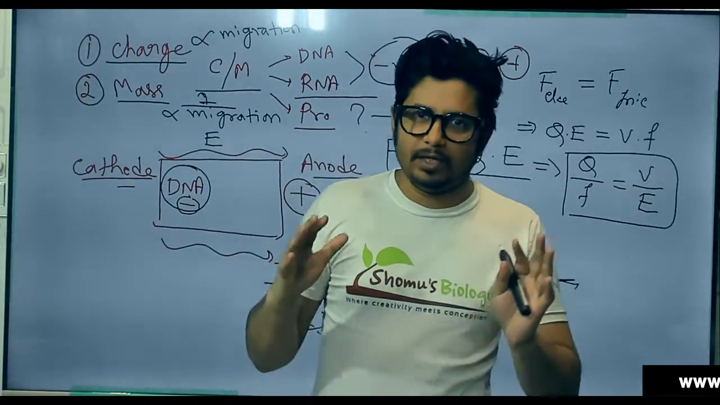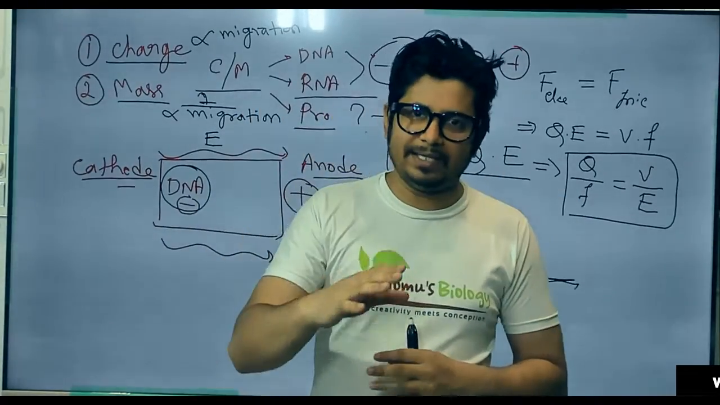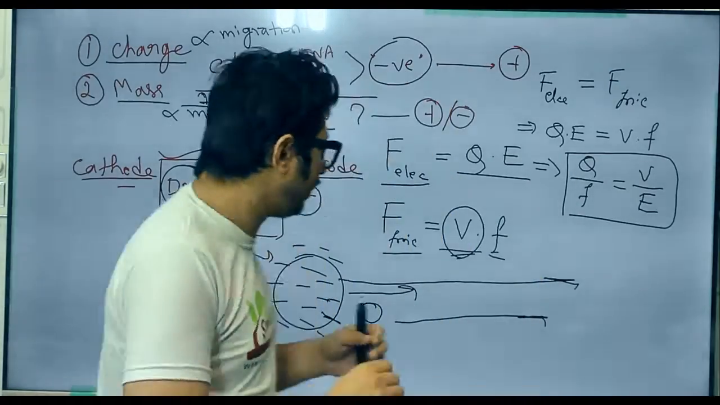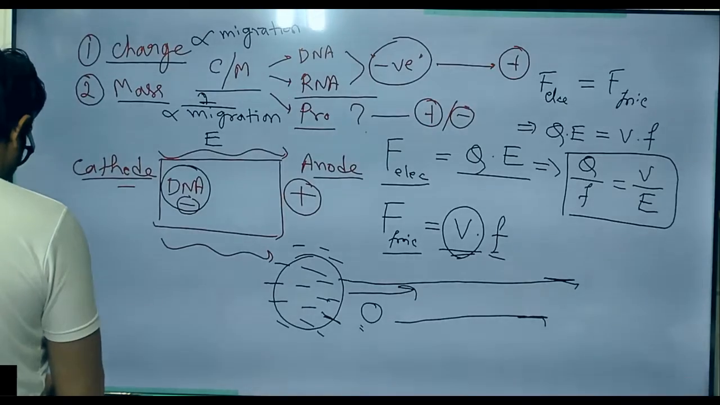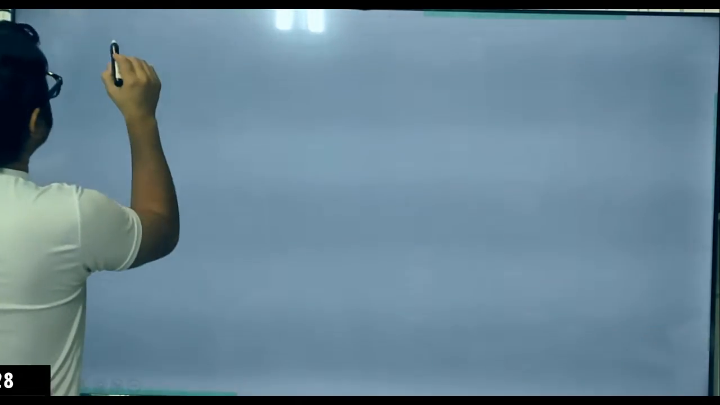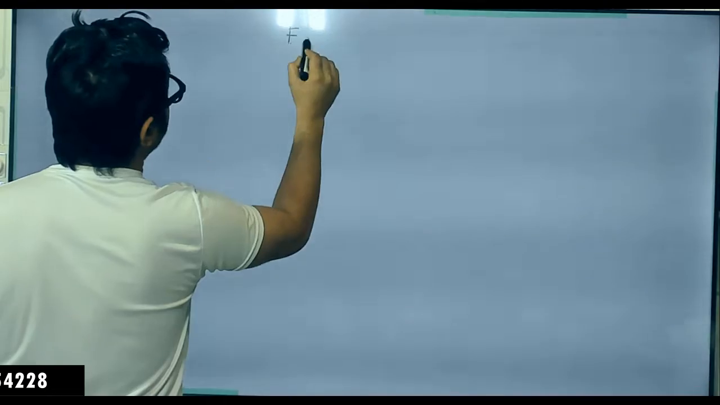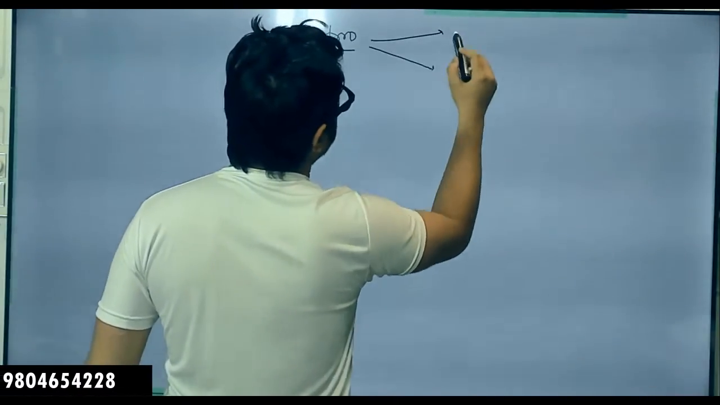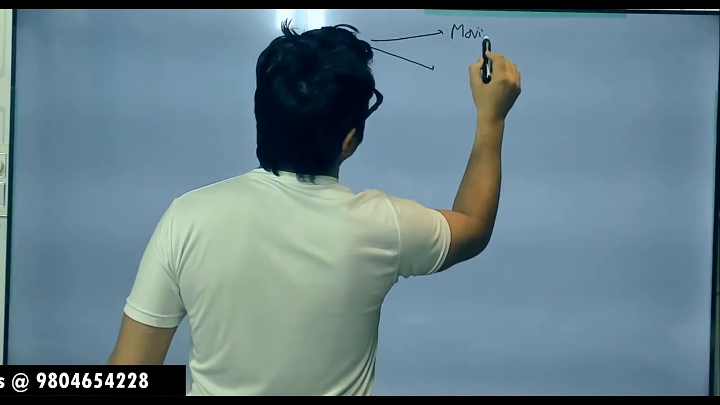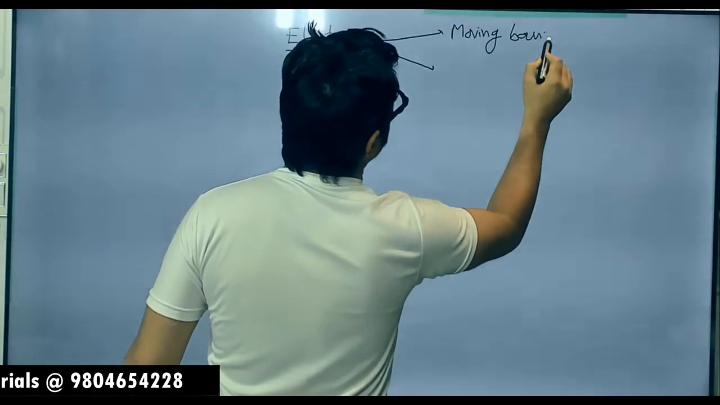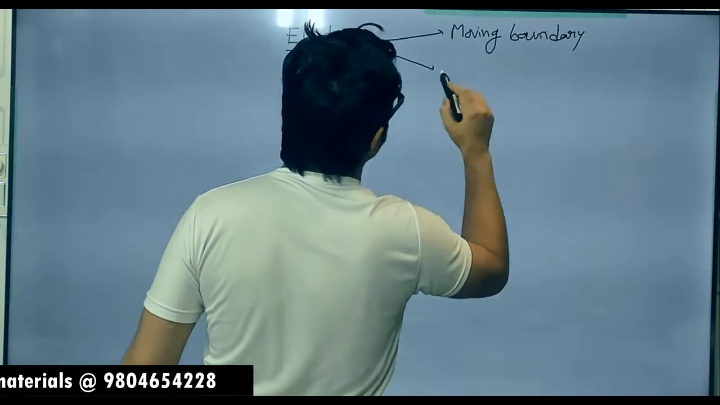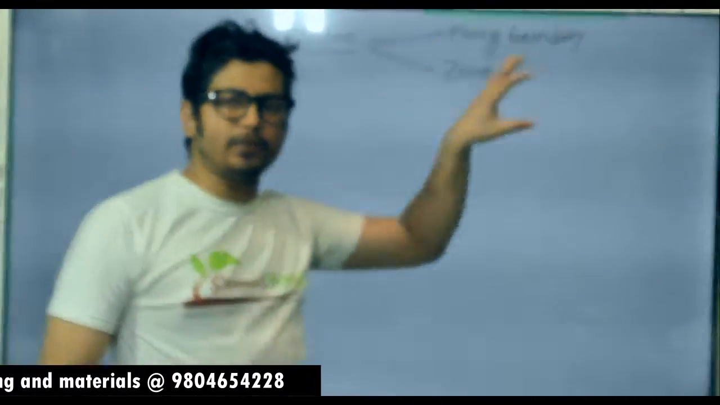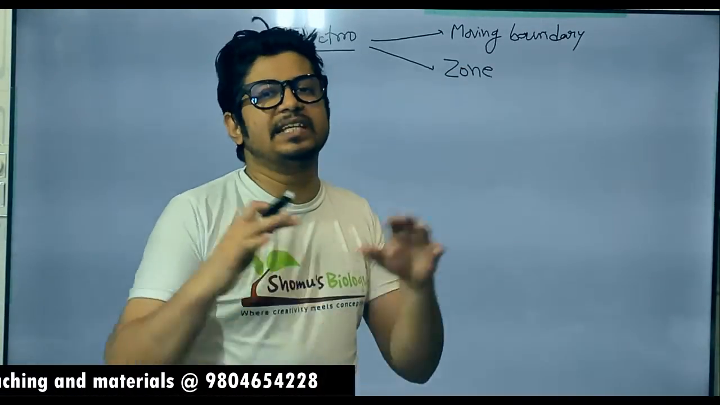And there are two types of electrophoresis. One is the moving boundary electrophoresis. The other one is known as zone electrophoresis. So let me also change this slide and write this down. The electrophoresis can be divided into these two different types: the moving boundary and zone electrophoresis. The moving boundary electrophoresis works in an environment which is liquid.